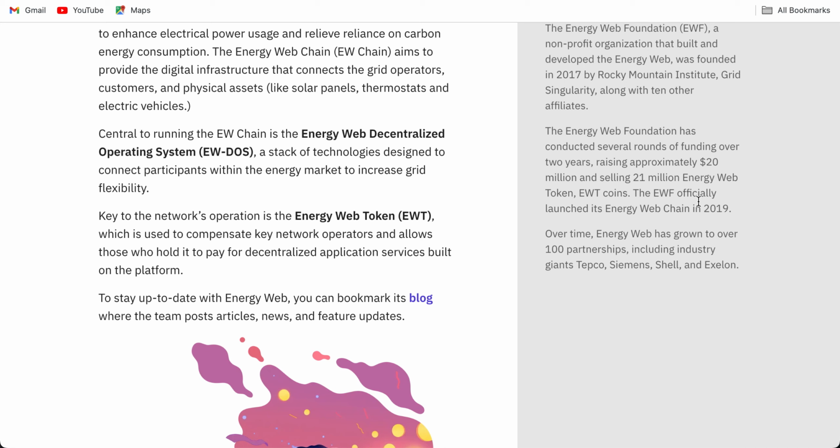The EWF officially launched its Energy Web Chain in 2019. Over time, Energy Web has grown to over 100 partnerships, including industry giants like TEPCO, Siemens, Shell, and Exelon. So this is huge, guys. The industry, they've been basically collaborating with industry leaders.